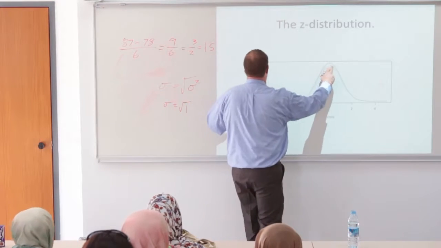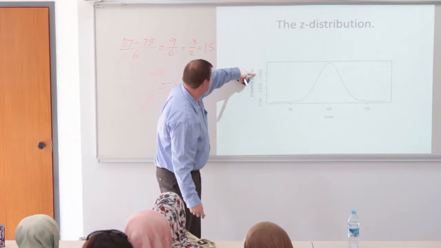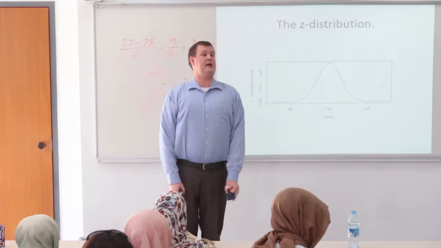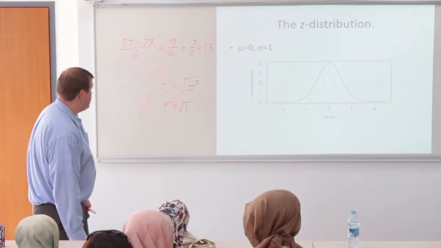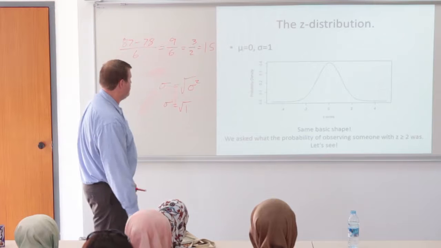Notice this peak is 0.4. Before, it was 0.025, right? Because we're taking all that mass and we're putting it into a smaller space. This is the z distribution. The mean is 0 and the standard deviation is 1, same basic shape.